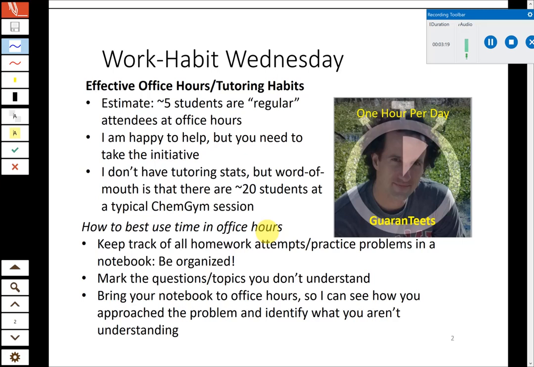So if you keep track of your work, keep it very organized, and bring it with you when you come talk to me, I think that's a good way to use that time efficiently, and make sure we can very quickly identify which topics you need to brush up on. A lot of times it's not a big thing, it's just one little thing you're missing, and if you're organized about that, it's easier for us to find it.